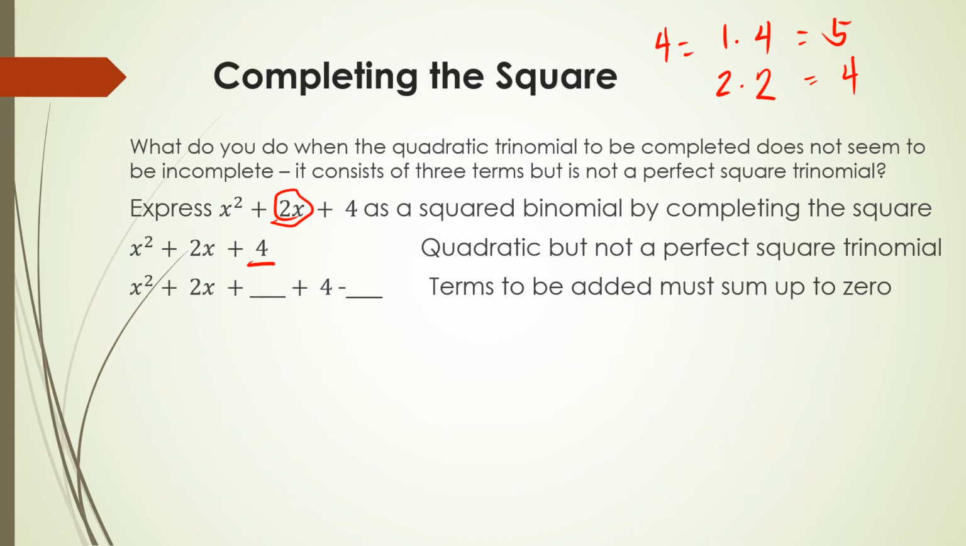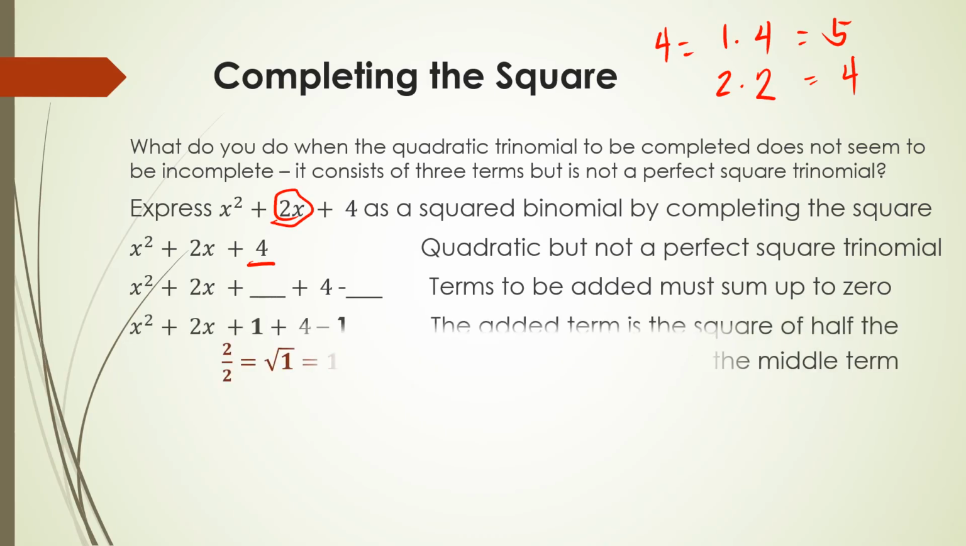Mag-a-add tayo dito ng number sa dalawang side. Okay? So, mag-a-add tayo ng 1 and then negative 1. 1 dito and then negative 1. Saan galing si 1? 1 is coming from the middle term, which is 2. You need to get the half of 2. Kalahati ni 2 is 1. After you get the half of 2, kailangan mong kunin yung square root. And then the square root of 1 is 1.